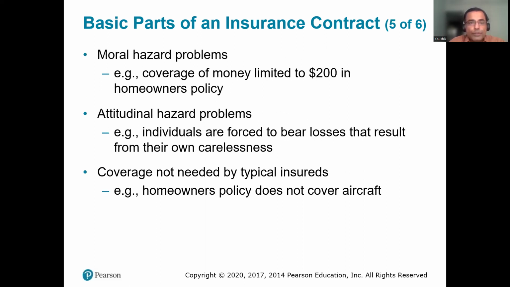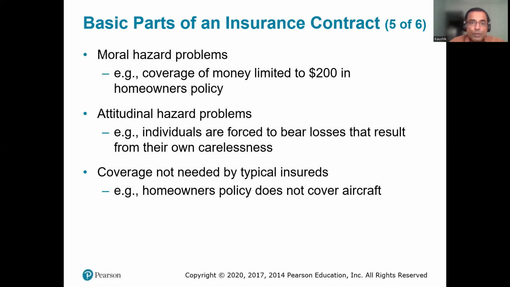It also helps to reduce moral hazard problem. If certain conditions are excluded, then the customer will not have the tendency to take undue risk. Otherwise, they will have to pay for the losses on their own. It also takes care of attitudinal hazard problem. The insurance company does not end up paying for carelessness or indifference of the customer. In such cases, the customer has to pay from their own pocket.